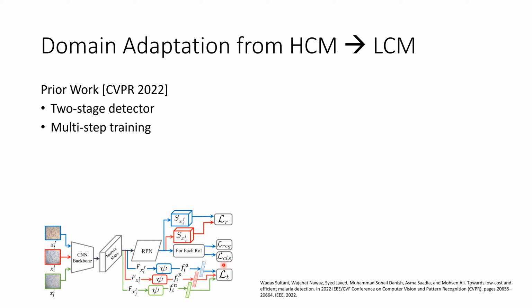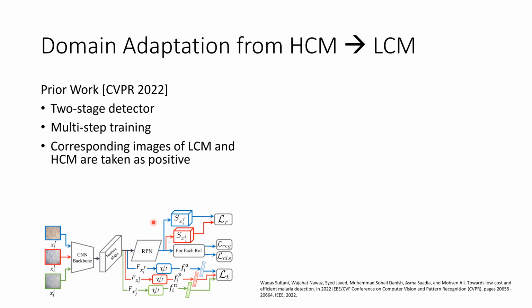In the fine-tuning process, the corresponding images of LCM and HCM are taken as a positive in the triplet loss. We can see the matching corresponding images are the positive, and the other field image is taken as negative. But the major limitation is that their improvement was because of a very weak baseline. That's what we feel.